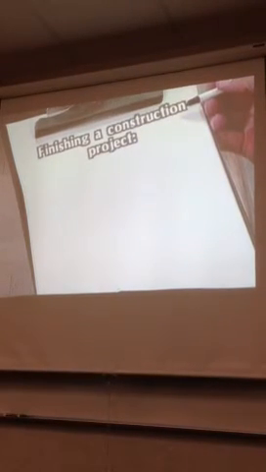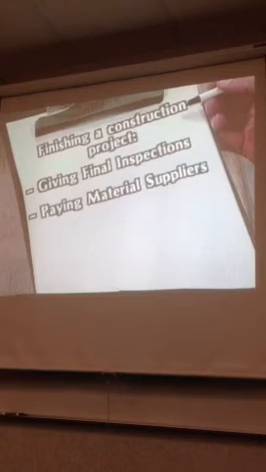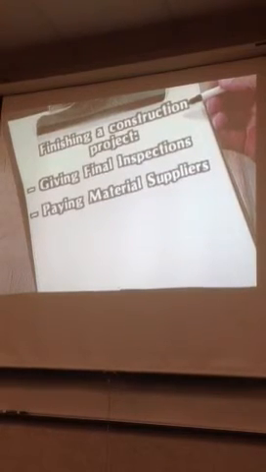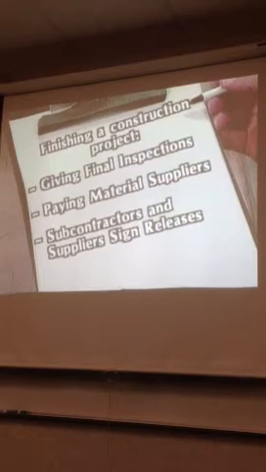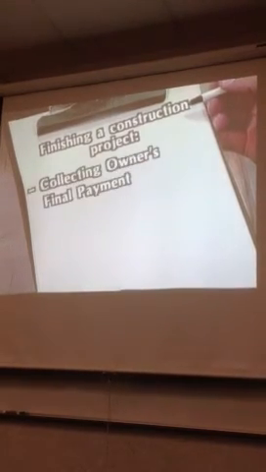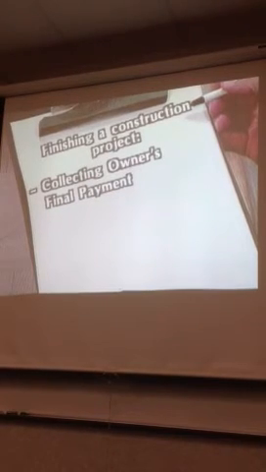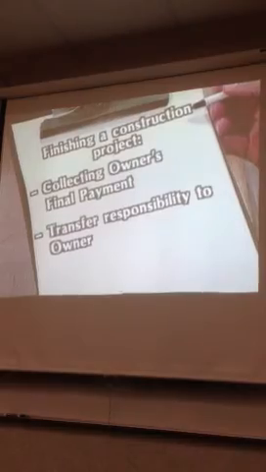The last step in finishing a structure involves giving final inspections, paying all materials suppliers, and having subcontractors and suppliers sign work releases. With that completed, the general contractor collects the owner's final payments and then transfers the responsibility of the project to the owner.